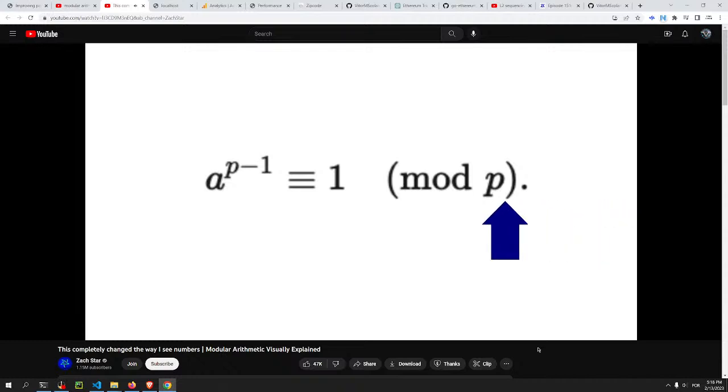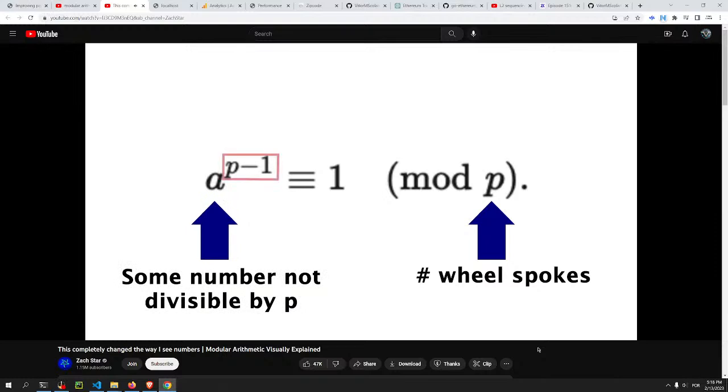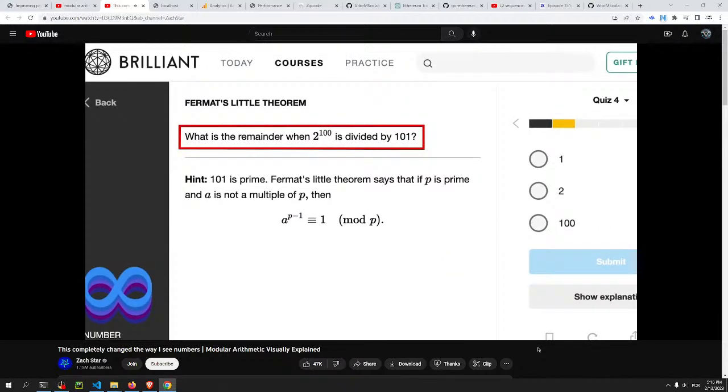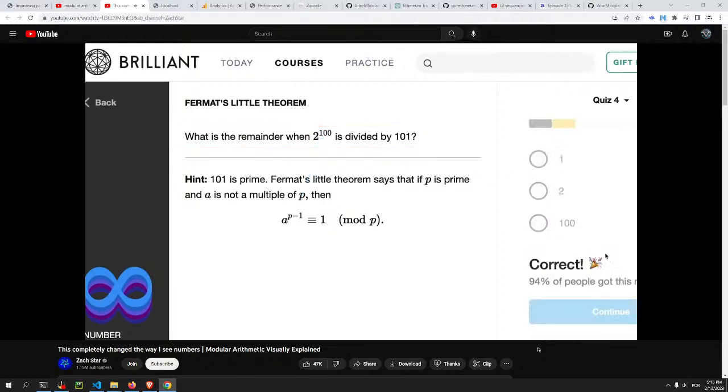To break this down, it says that on a wheel with a prime number of sections, any number we'll call a, raised to the power of our prime minus 1, will be in the same section as the number 1, so long as a is not divisible by the prime. So when asked something like, what is the remainder when 2 to the 100th is divided by 101, it's actually really easy. Since 101 is prime, then anything that's not a multiple of 101 raised to the 100th, or that prime minus 1, will be in the same section as 1, and thus that will be the remainder.